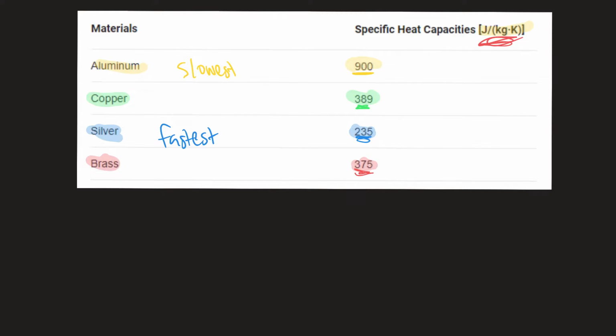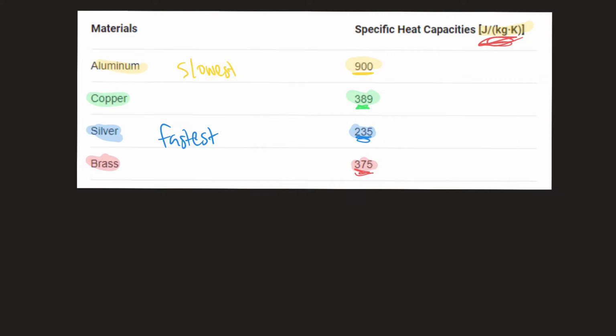Why is that the case? Because they are different substances, their components and chemical structure are completely different. And so some substances just need more energy than others. In this case, silver doesn't need as much energy as copper, brass, or aluminum will in order to increase its temperature.